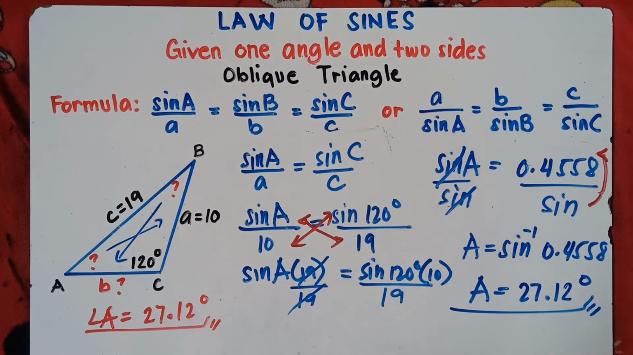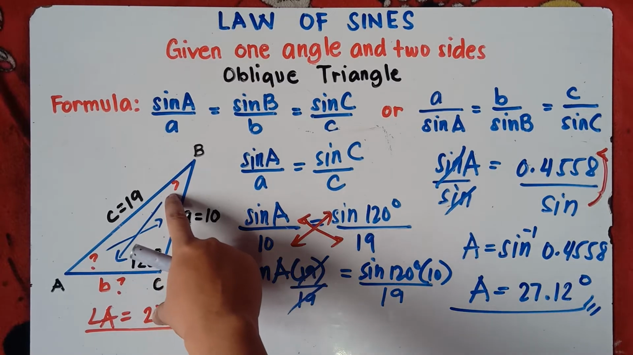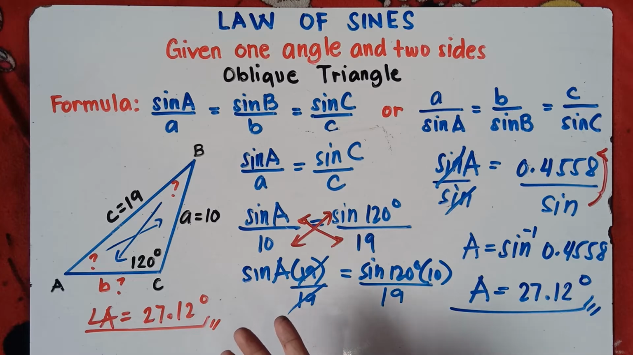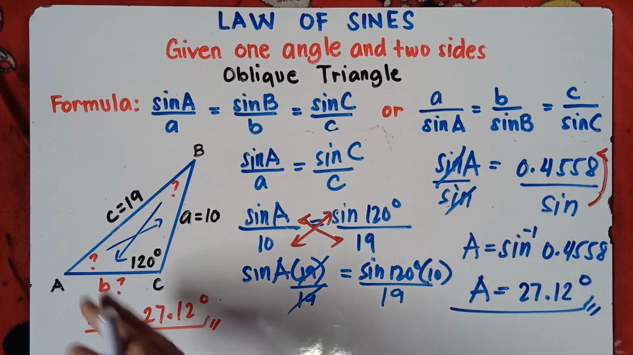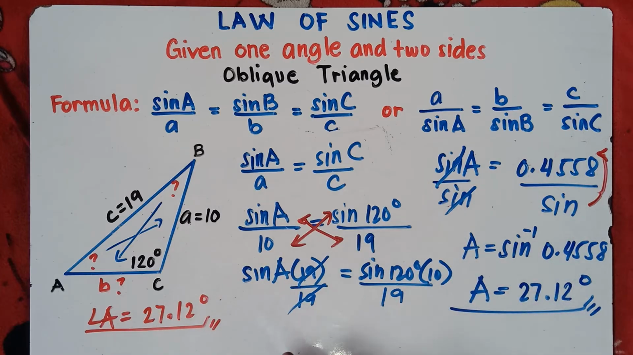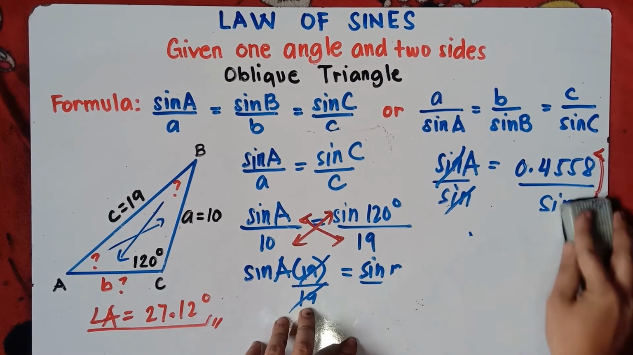So once you find angle A, we can now find angle B by adding this up and then subtracting it from 180. Do you still remember, class, that in a triangle the sum of the interior angles should be equal to 180 degrees? So to find angle B, we need to add this up, then subtract it from 180. Alright, let's find angle B.